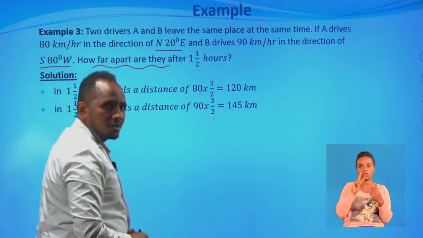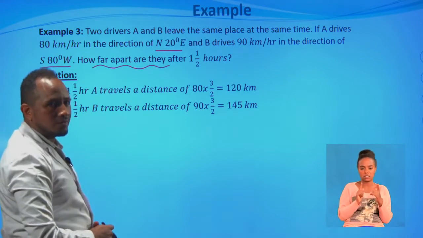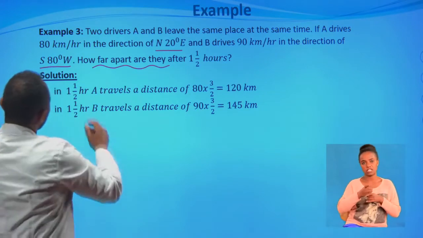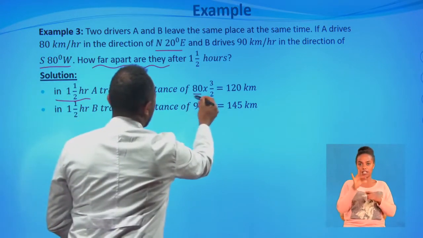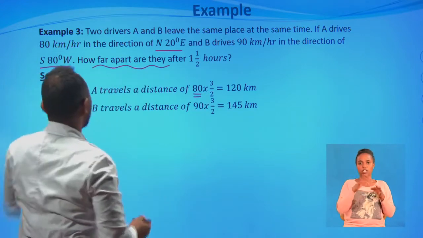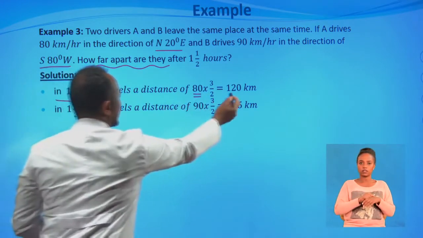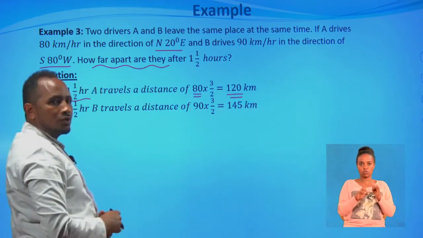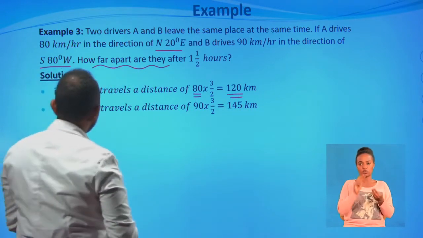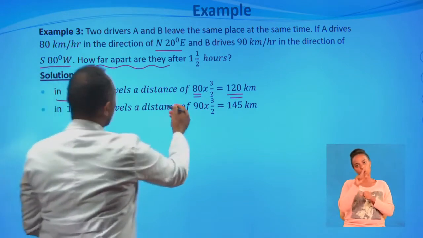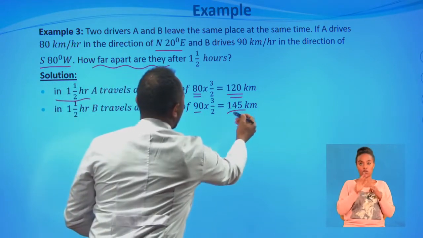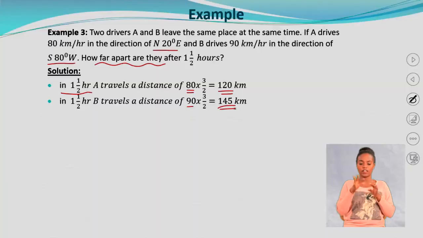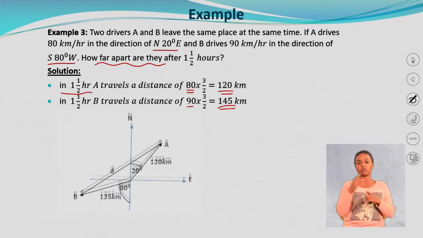First, let's calculate the distance they travel after 1.5 hours. In 1.5 hours, A travels the distance of 80, the speed, times the time, which is 3 over 2. When you multiply these two, you get 120 km. And B travels a distance of, its speed is 90 km per hour, multiplied by 3 over 2, you get 135 km. So now let's draw the direction of these two motions.